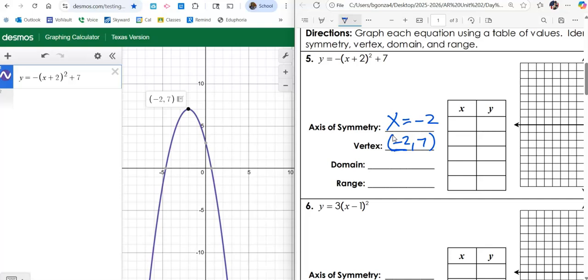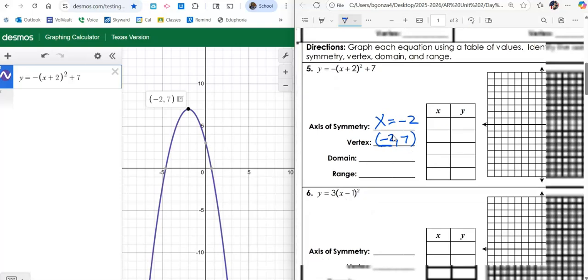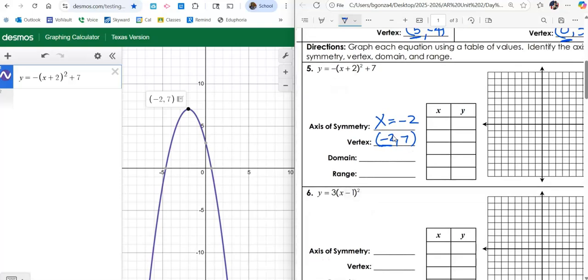Negative 2. So here's what you're going to do. These are not helicopters, by the way, but you can use these protractors to make straight lines. If you do it by hand, it is what it is. If you want to make a nice straight line, that is.